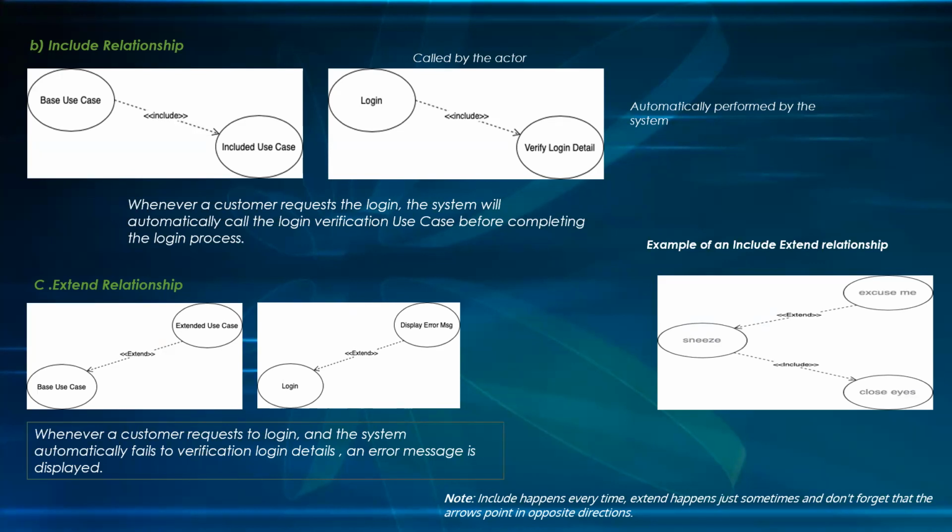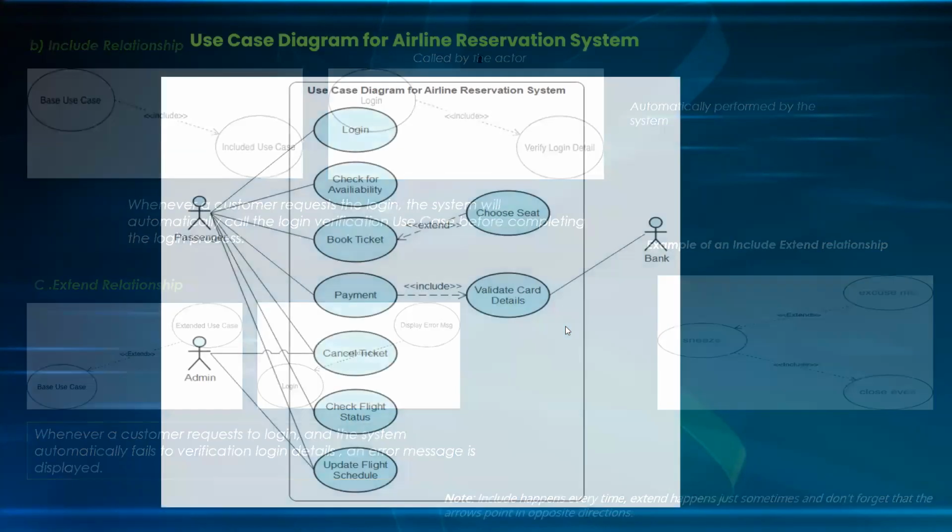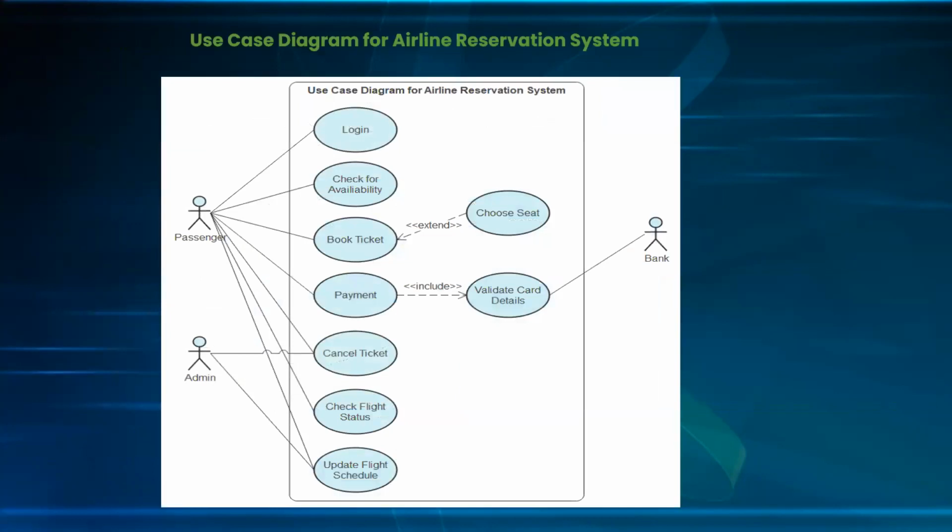Now, we have association, we have include, and we have an extend relationship. Now, this is an example, using this air reservation example. These are the passengers, these are the actors. The bank is an actor. That rectangle box inside is the system we're trying to build. That's the airline reservation system.